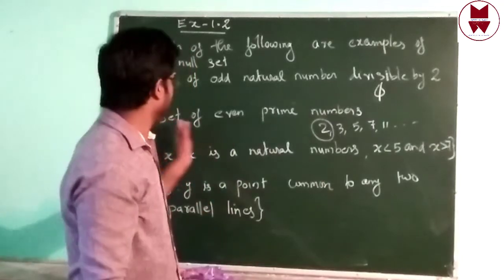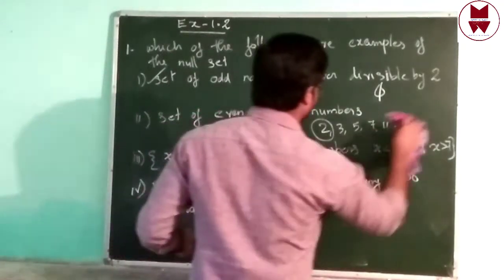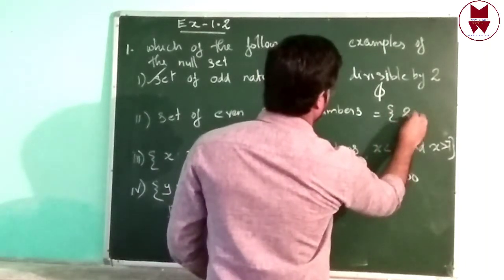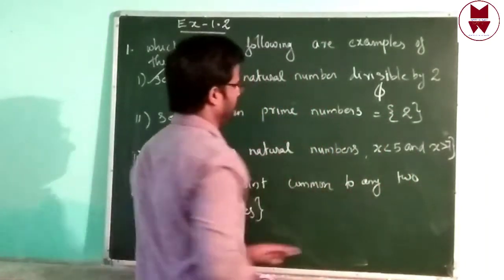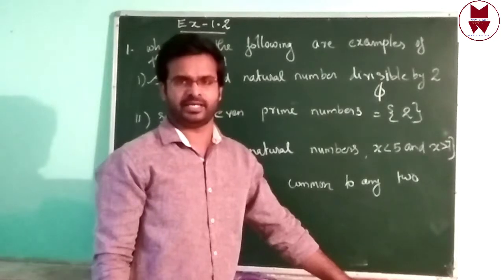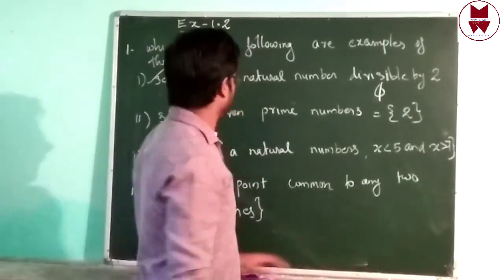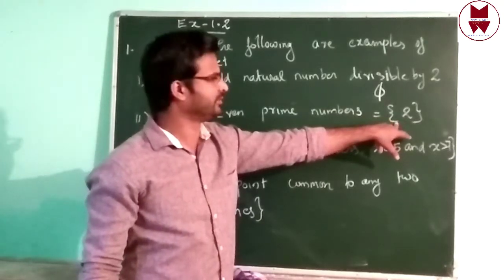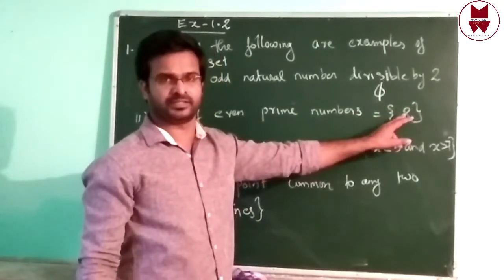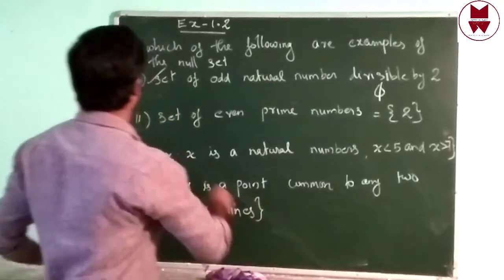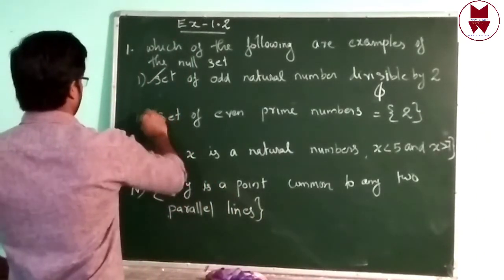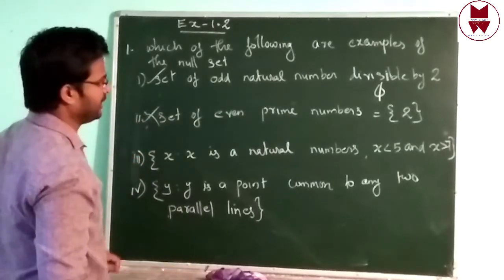Then if you write this set, we can write it equal to {2}. In this set, 2 is one element, isn't it? Then is this a null set or not? That is a non-null set because 2 is there, isn't it? One element is there. That's why this is not a null set. This is not an example for null set.